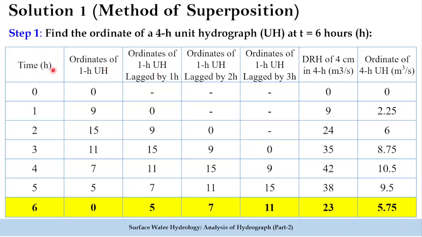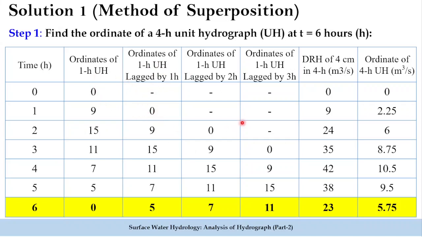So here this is the problem. It is at 0 to 6 hours. The ordinates of the 1 hour unit hydrograph were already provided in the problem, right? Now in order to get the 4 hour unit hydrograph, we first lagged the ordinates of the 1 hour unit hydrograph by 1 hour. So instead of writing 0, 9, 15, 11, 7, 5 exactly corresponding to 0, 1, 2, 3, 4, 5, we have lagged it by 1 hour. So now we are writing 0 at 1 hour, then 9 at 2 hour, and 15 at 3 hour, and so on. In this way we have lagged the ordinates of the 1 hour unit hydrograph by 1 hour.